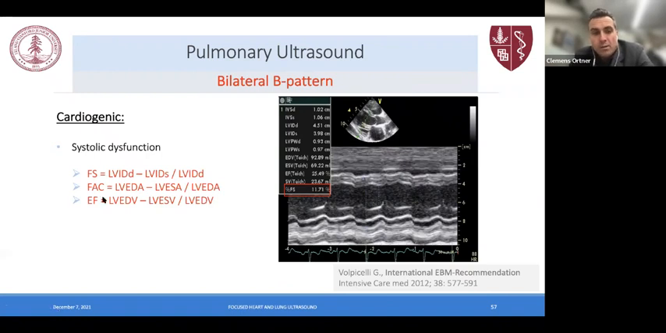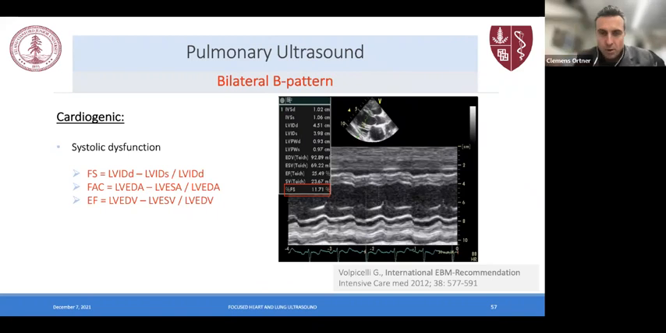But it's three-dimensional, which is a little more challenging, especially for a focused scan. The same formula in two dimensions is the fractional area change: left ventricular end diastolic area minus left ventricular end systolic area divided by left ventricular end diastolic area. And the same thing in one dimension is fractional shortening. That's what you see here. In this patient, he had a fractional shortening of 11%. Fractional shortening should be more than 25%.